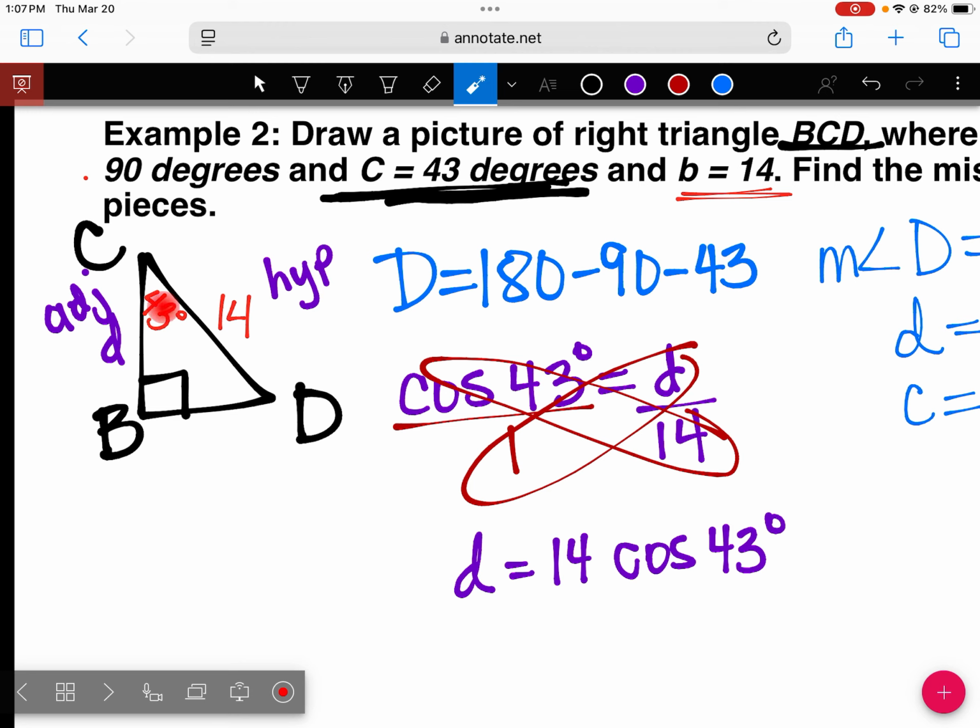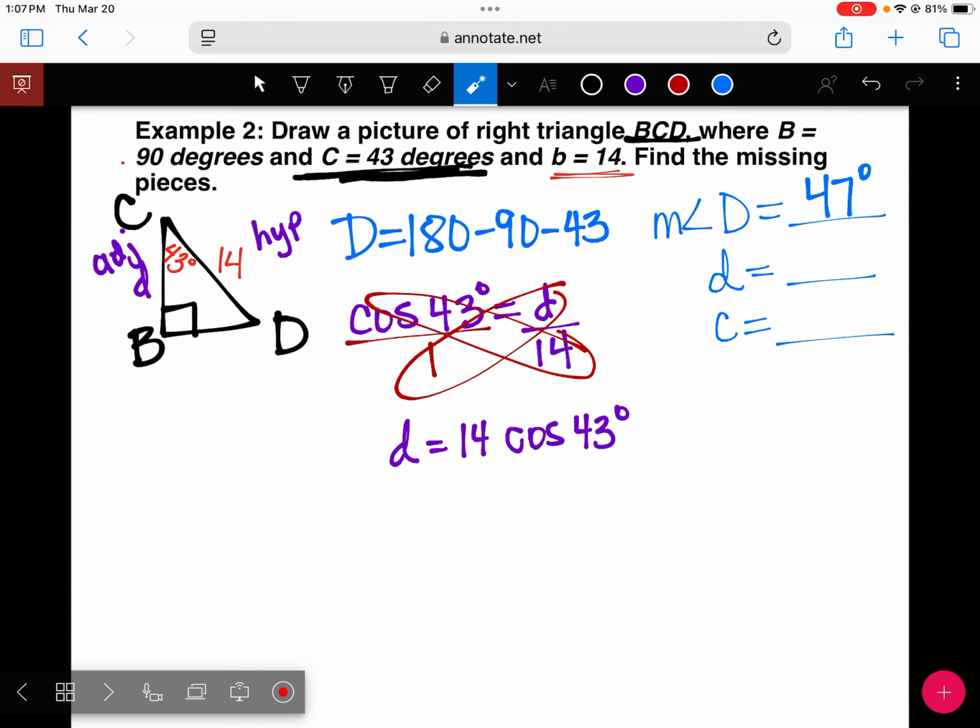But what if I typed it in my calculator wrong? I always, if I can, use the given information. So I'm going to use this 43. This is adjacent. This is hypotenuse, which is why I did a cosine. So I get 10.2.